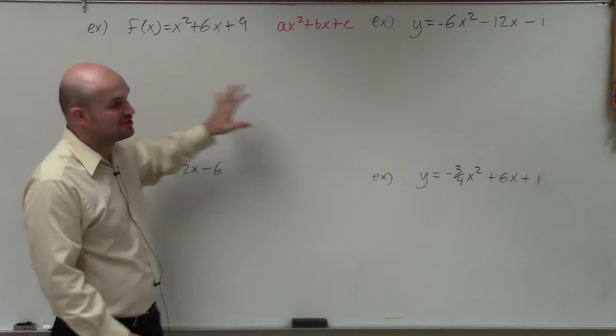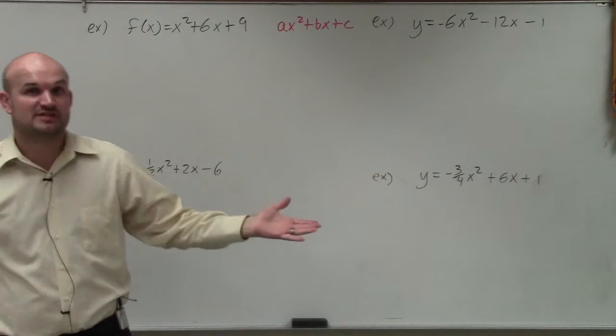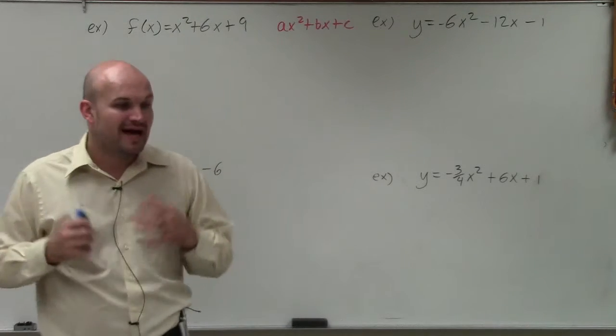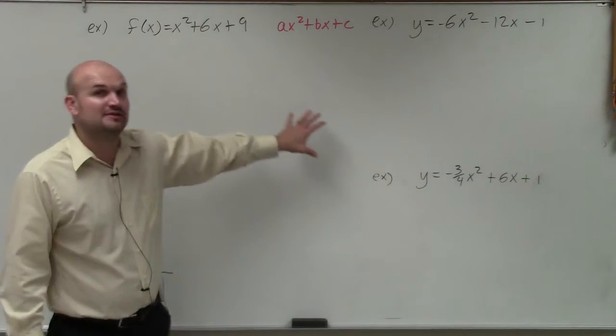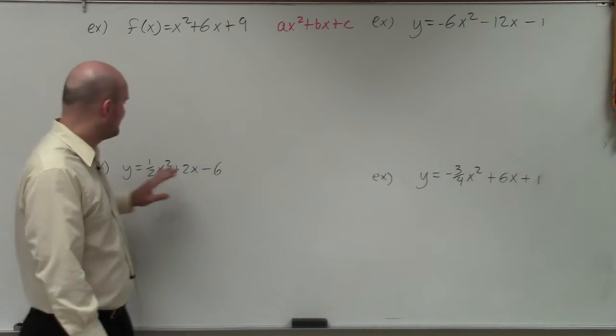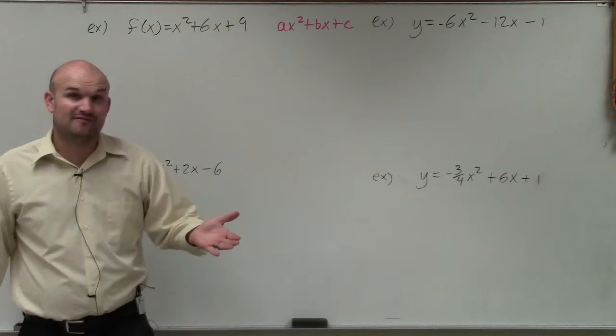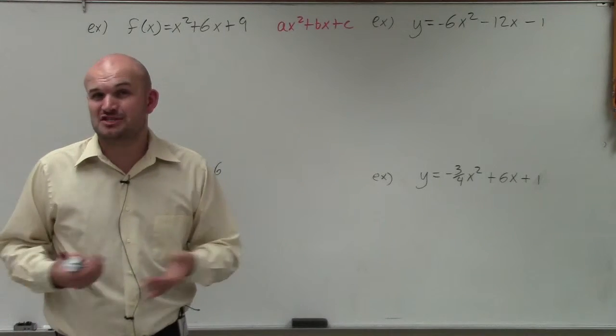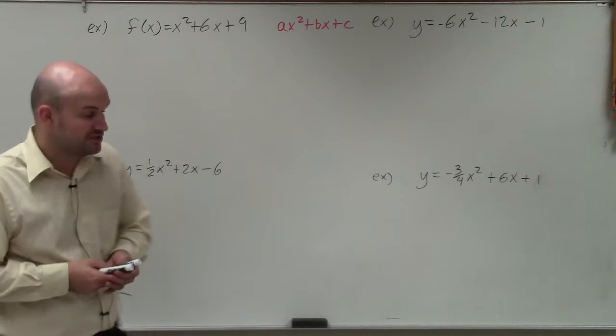Now, you could also complete the square and rewrite the equation in vertex form. That is definitely a very viable option. However, if you're having trouble completing the square or rewriting it in vertex form, or you're just like, I just need to find the axis of symmetry and vertex, a lot of times just applying these formulas is going to be the quickest way to do that.